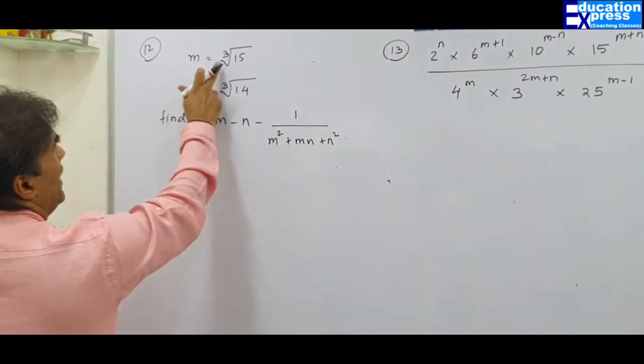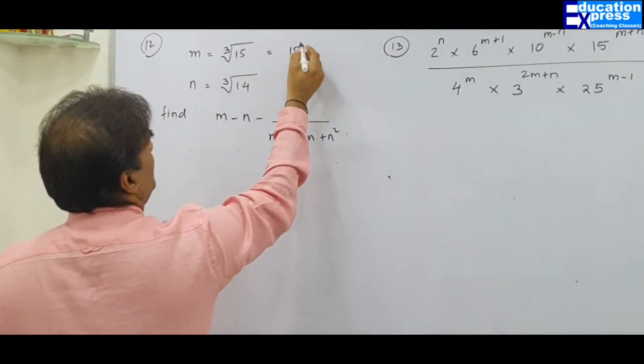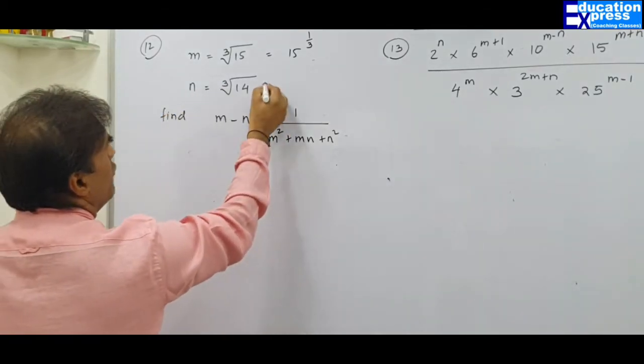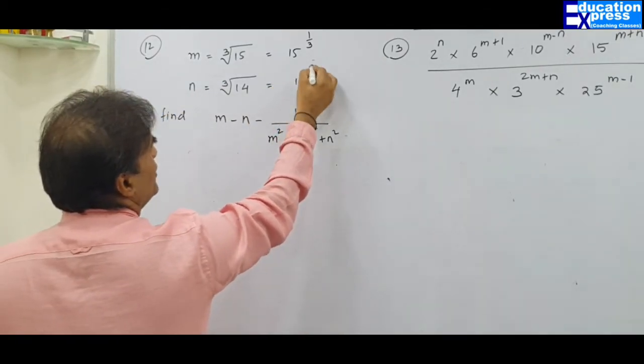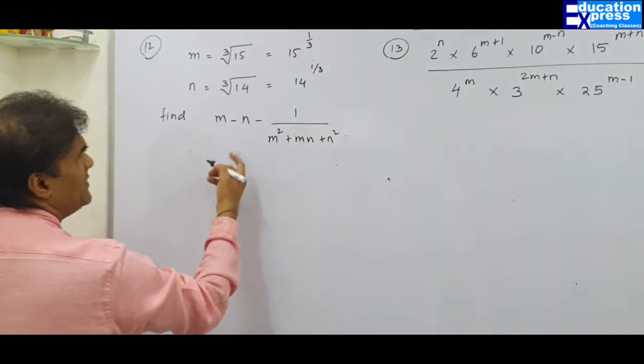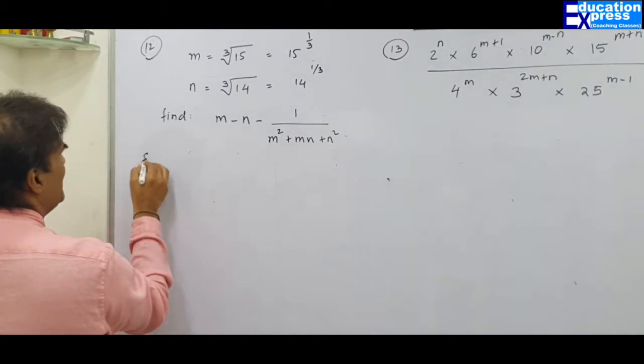The value of m is given to you, cube root of 15, which would be 15 raised to 1/3. n equals cube root of 14, which means 14 raised to 1/3. I have to find the value of this. Seems a little ugly, but trust me, it's very simple, guys.